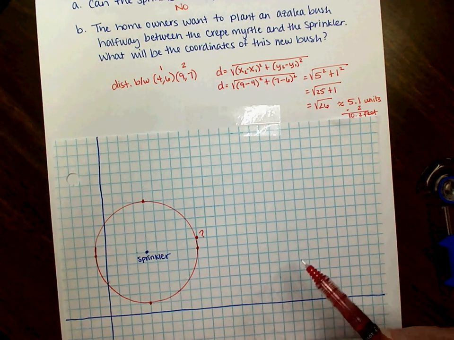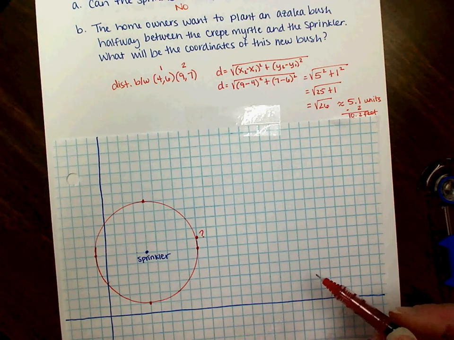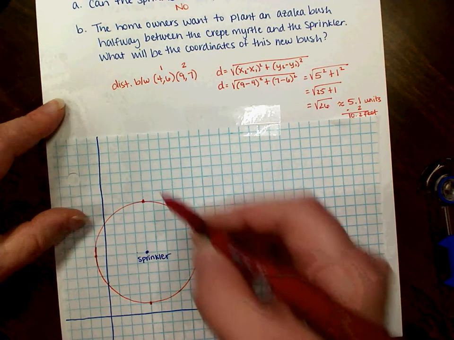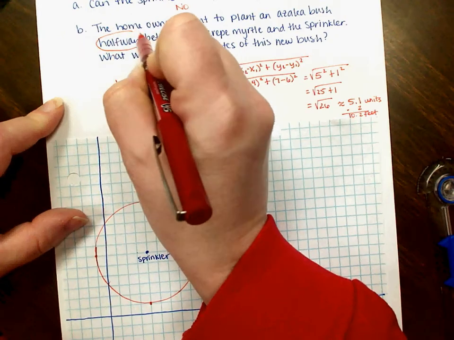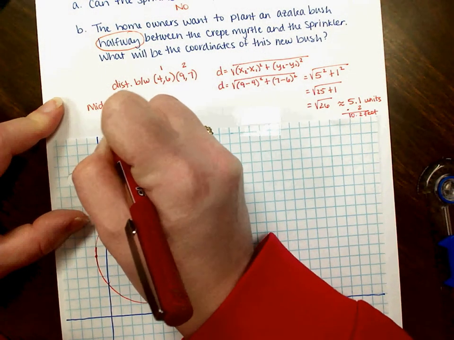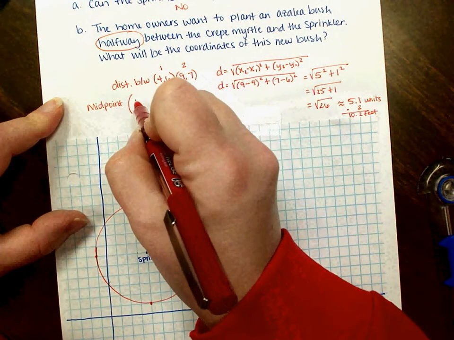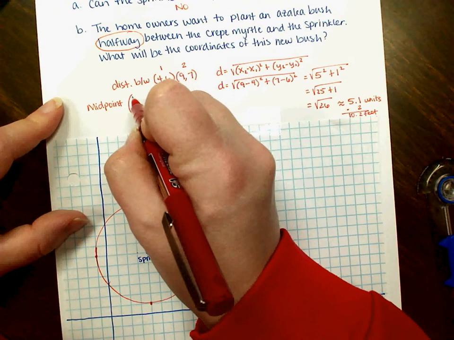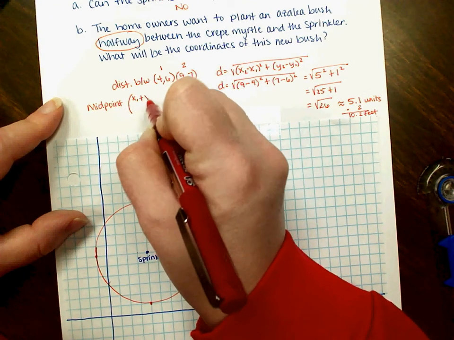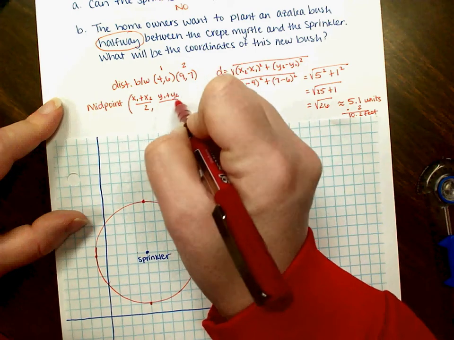Part B says the homeowners want to plant an azalea bush halfway between the crepe myrtle and the sprinkler. We're supposed to come up with the coordinates of this new bush. The key word here is halfway. A halfway point is called a midpoint. So you need to know the midpoint formula, which takes the two x-coordinates and averages them by adding them together and dividing by 2, and the same thing with your y-coordinates.